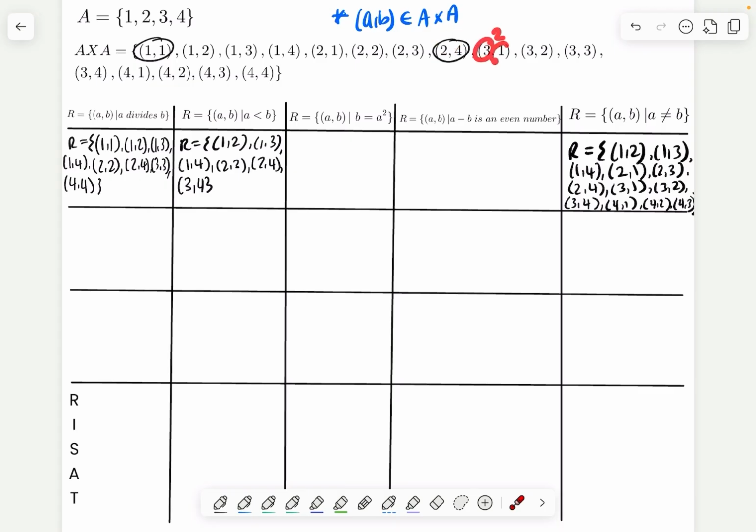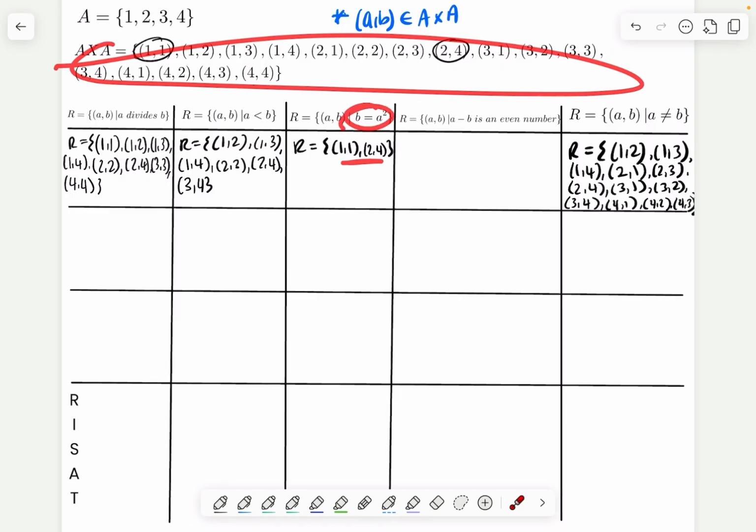Yes. If I square this, do I get 1? No. Do I get 2? No. Do I get 3? No. Do I get 4? No. If I square 4, do I get 1? No. Do I get 2? No. Do I get 3? No. Do I get 4? No. So our relation is going to be equal to only 1, 1, and 2, 4. These are the only ordered pairs from this set that satisfy this relation.